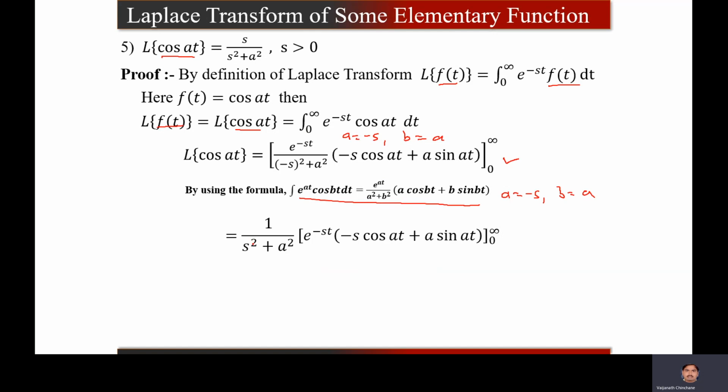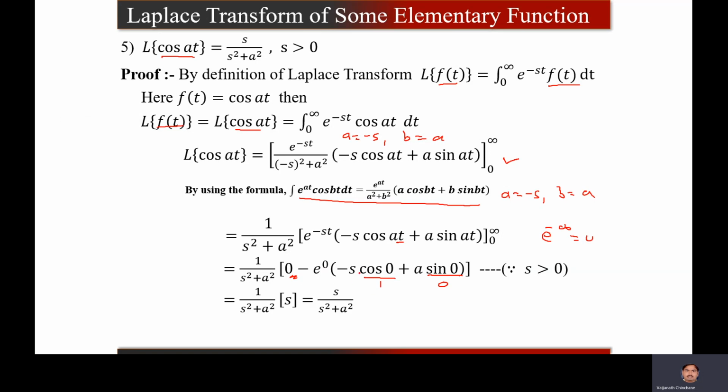Again here we take 1 upon s square plus a square common, so the remaining term is as it is, and the limits are also the same, 0 to infinity. Now when we put the upper limit t equal to infinity, we have e raised to minus infinity, but e raised to minus infinity is 0, and 0 into something is 0. So this term is 0 minus, put lower limit 0, so e raised to 0 into (minus s cos 0 plus a sin 0), but sin 0 is 0, cos 0 is 1, and therefore it is 0 into something 0, 1 into minus s is minus s, into this minus, plus s, so 1 upon s square plus a square into s, and this is equal to s divided by s square plus a square.